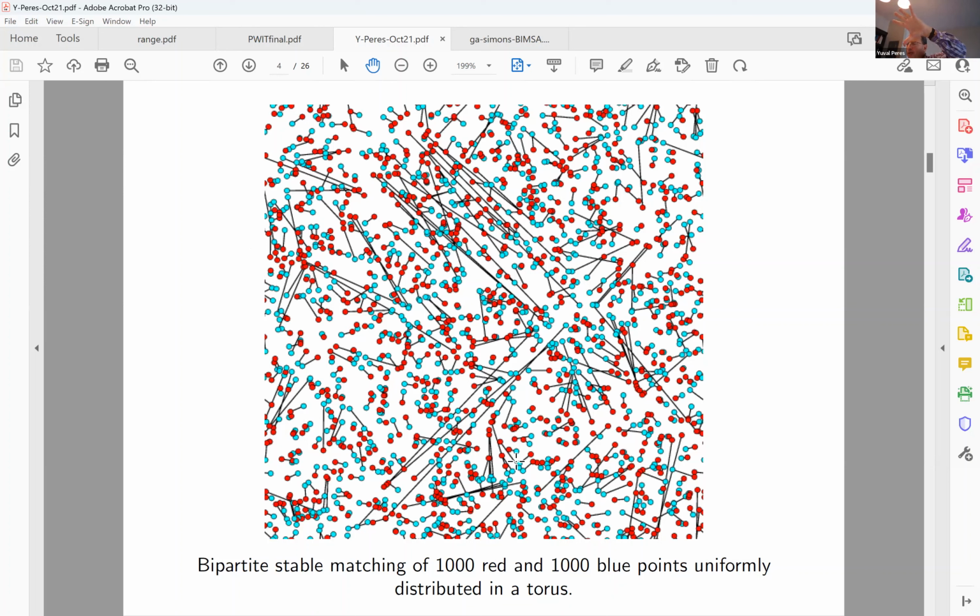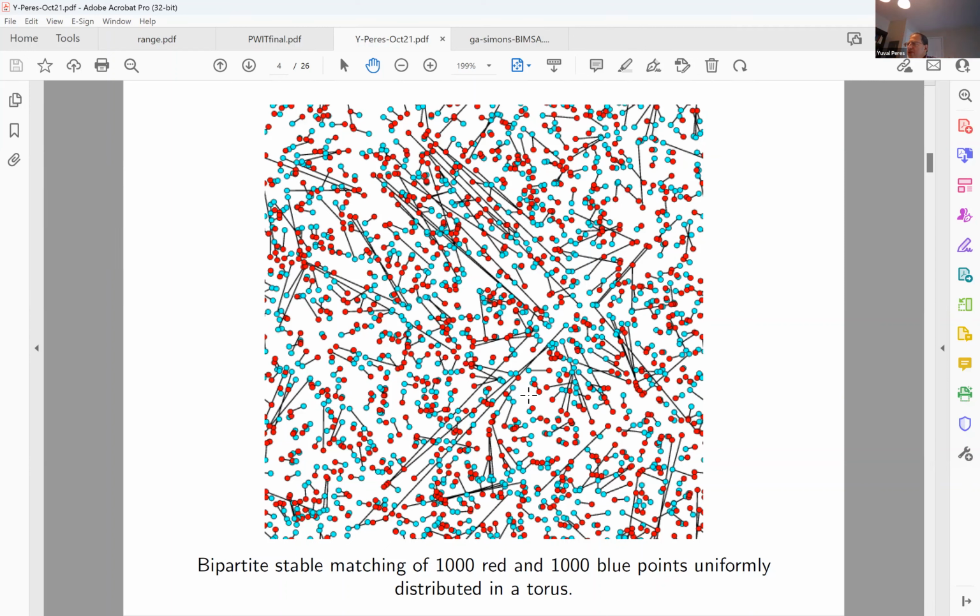But if we were to take the optimal matching, meaning the one with a minimal total sum or minimal average sum, then there would be no edges crossing. That's very easy to prove. But in the stable matching, we do have many edges that cross each other. The stable or greedy matching is very far from optimal in some global way, but it arises naturally if you think of the points as agents that optimize for themselves.